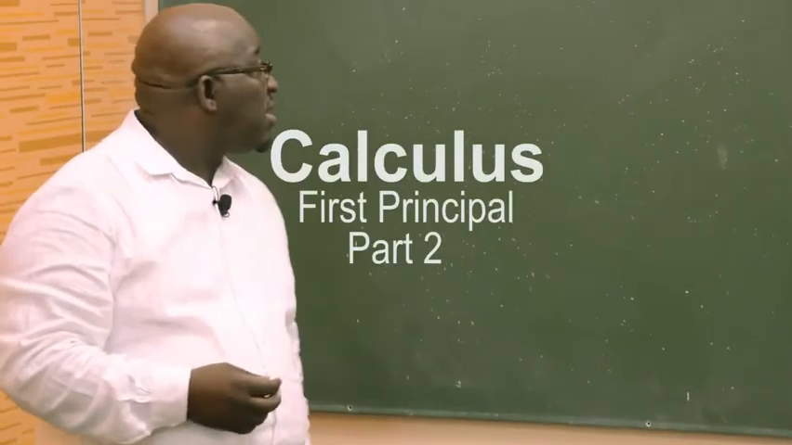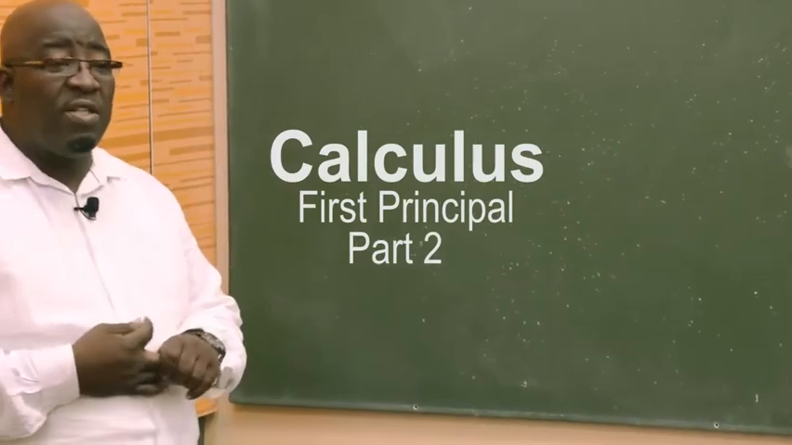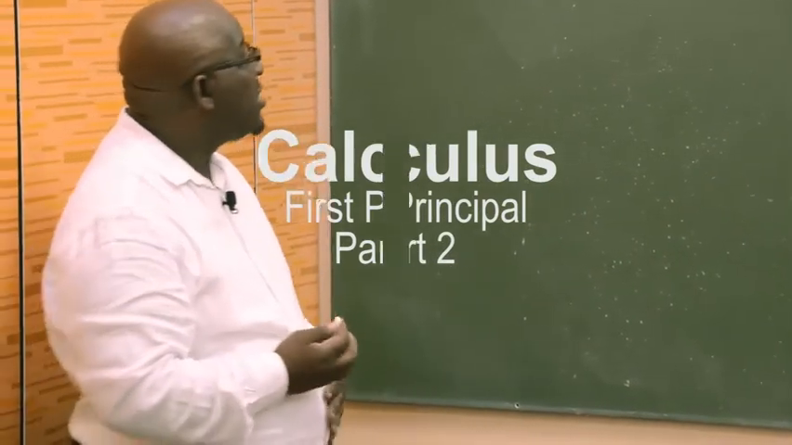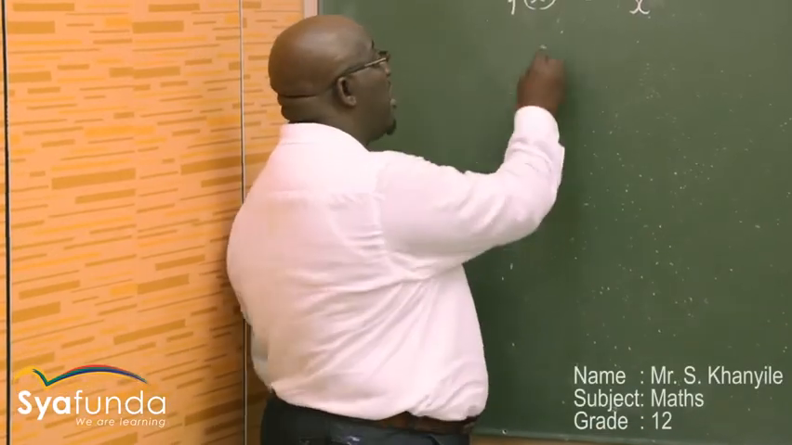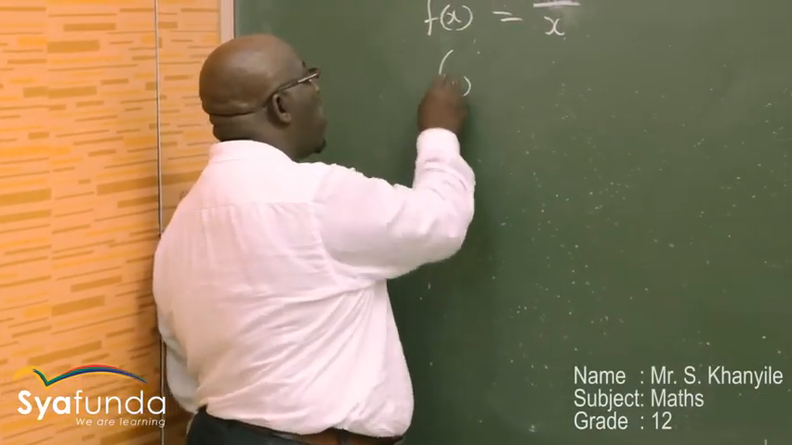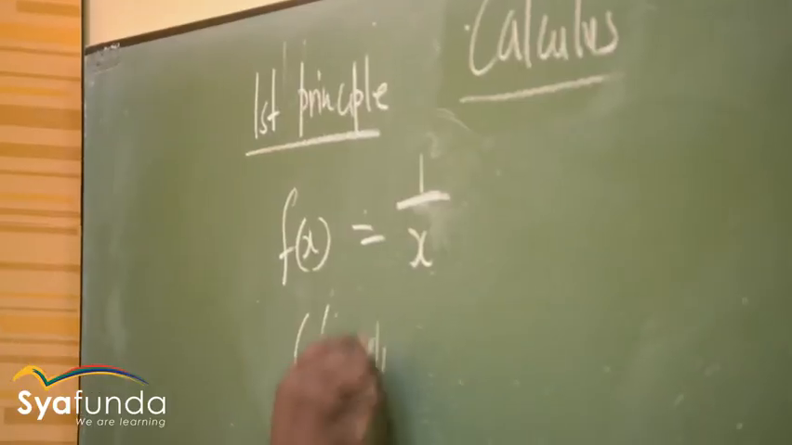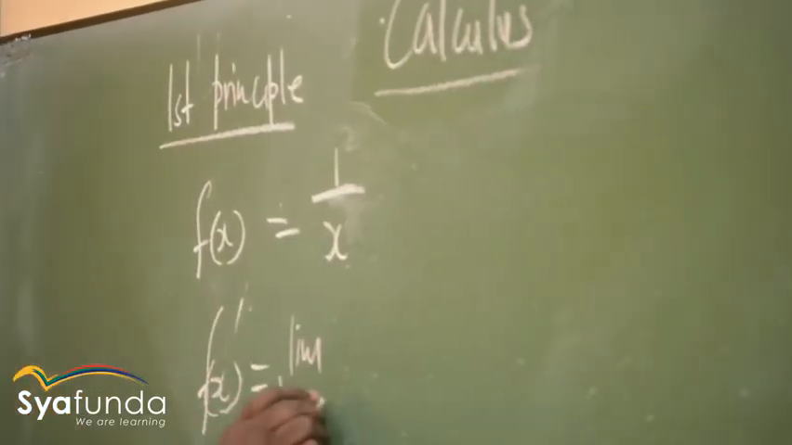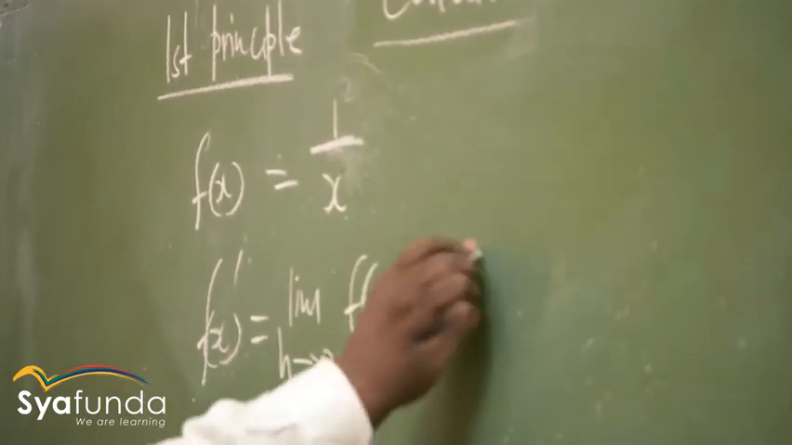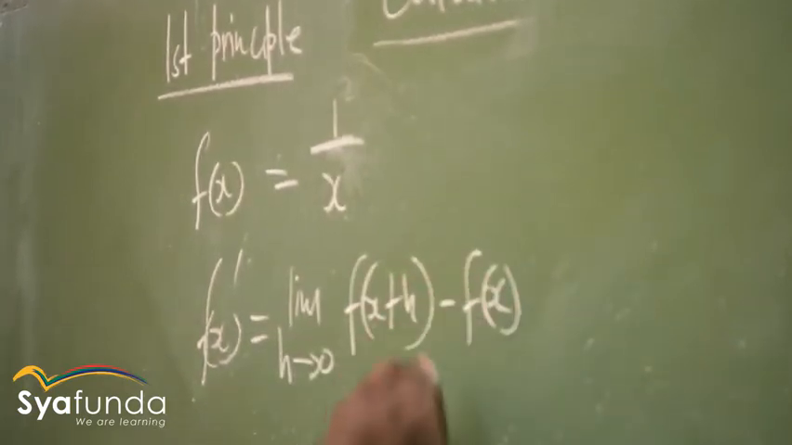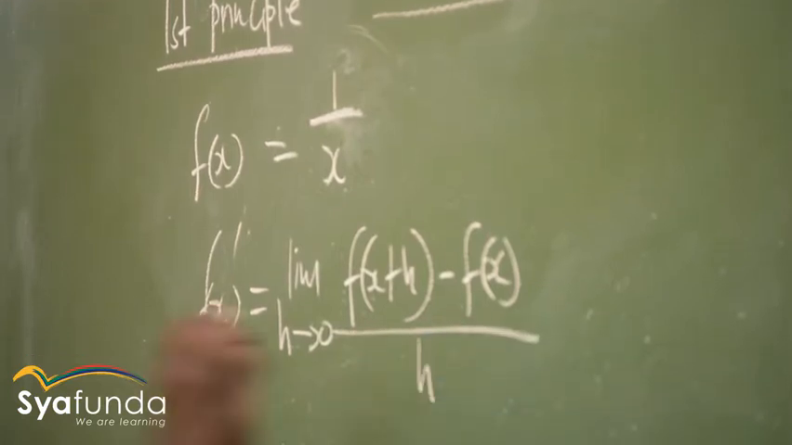All right, I want us to look at this last one when it comes to first principle, which is when x is a fraction. Remember, still the same thing. You just use your formula. F of x prime is equal to the limit as h approaches 0, f of x plus h minus f of x all over h.